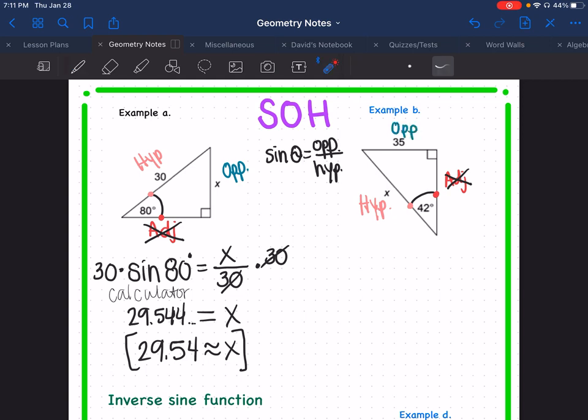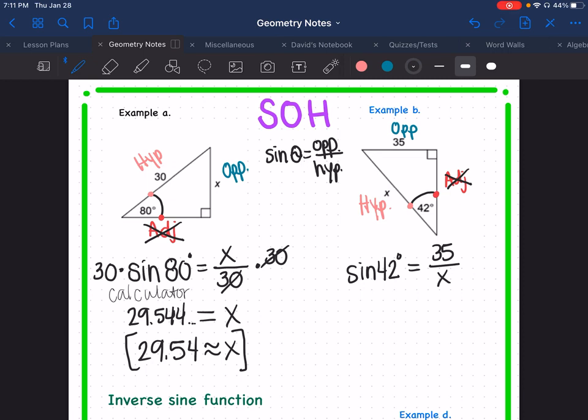So notice once again, I have my opposite and I have my hypotenuse. I'm going to go ahead and use sine. That's the beauty of SOH. I can remember that I'm going to use sine. Here is my formula right here. Let's go ahead and plug everything in. The sine of 42 degrees equals the opposite, 35, over the hypotenuse x.